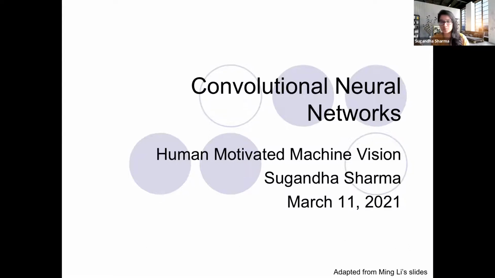I'll be covering convolutional neural networks today. This is just starting with the basics. And we did plan to cover a tutorial after the slides, but if we don't have time, we can do it next time, or we can share the tutorial notebook. Feel free to interrupt me if you have any questions, and I'm going to try to go slow.